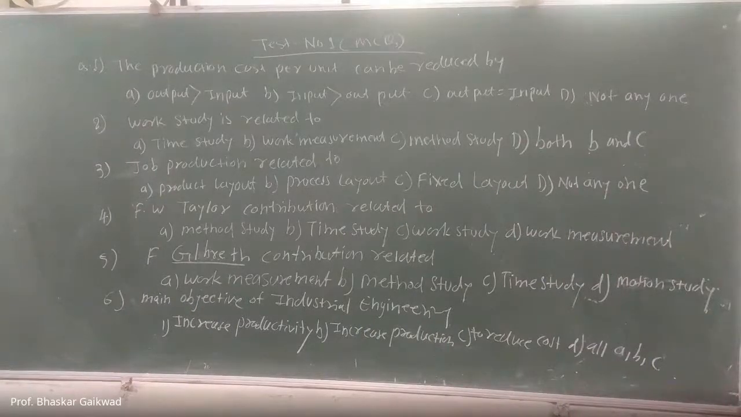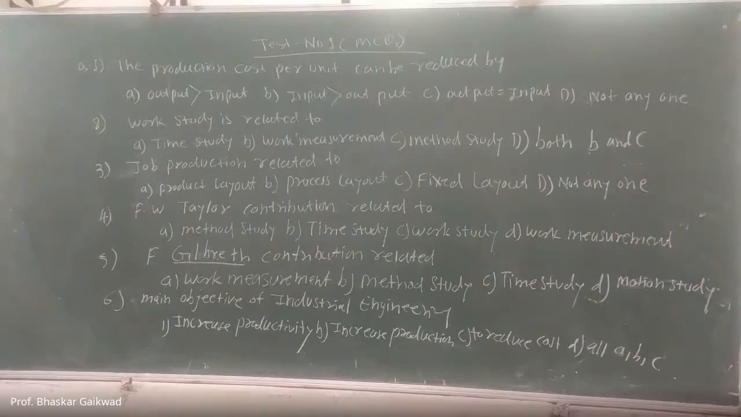Hello, once again, I would like to explain unit test number one, multiple choice questions. Question number one: production cost per unit can be reduced by. A, output is greater than input. B, input is greater than output. C, output is equal to input. And D, not any one.